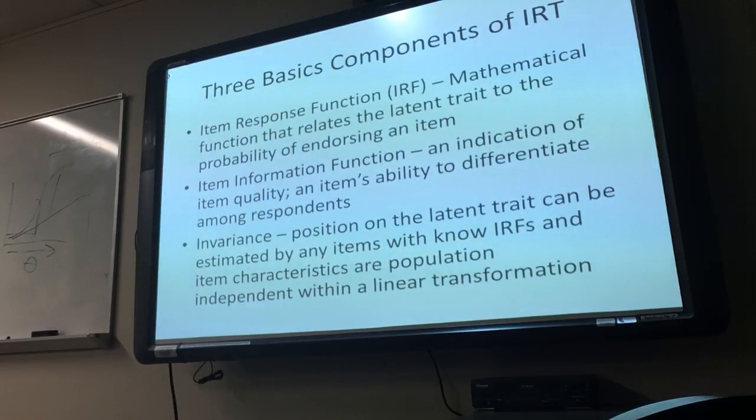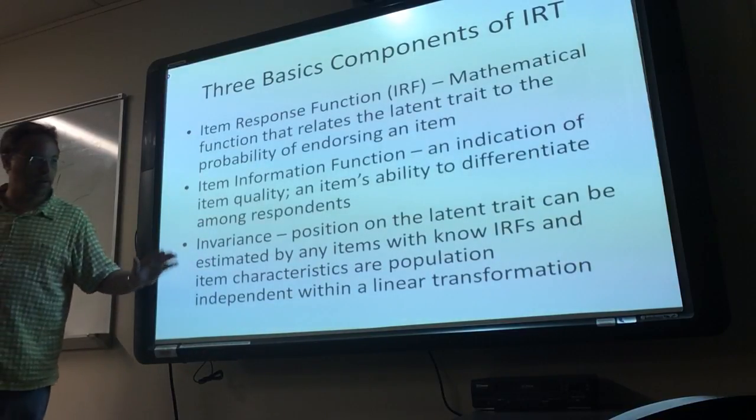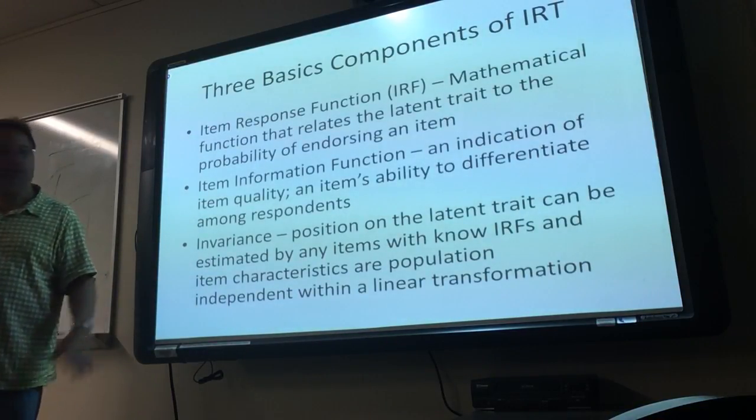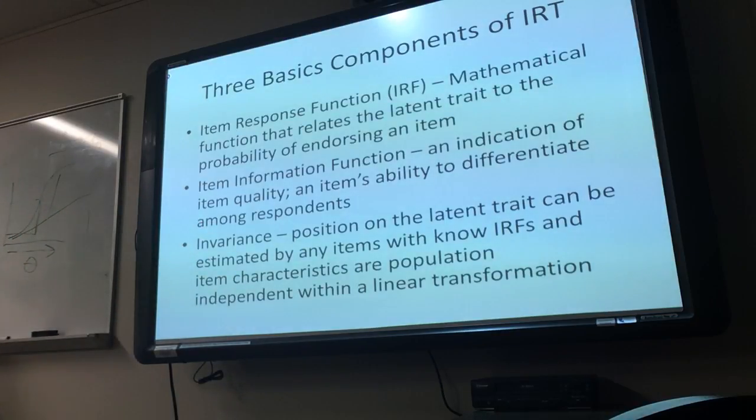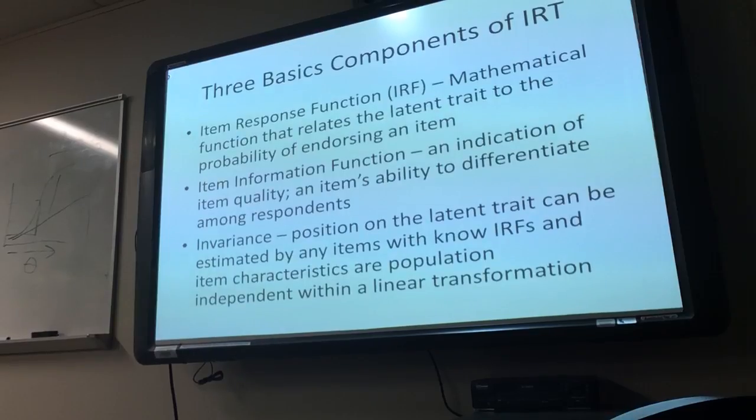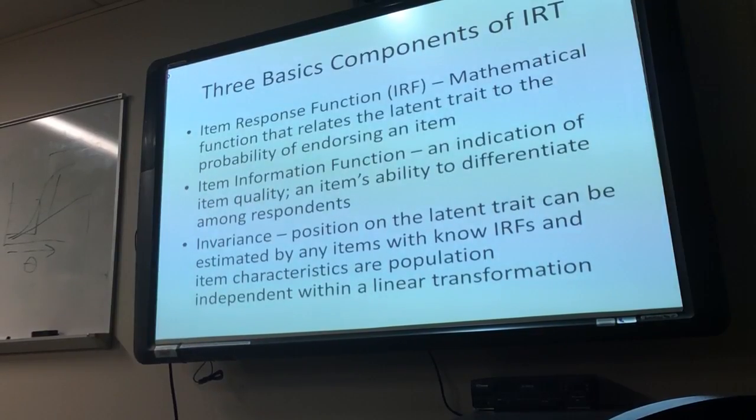This idea of invariance, position on the latent trait that can be estimated by any item. You know, we know the item information function with respect to the characteristics of the population. So in other words, by the time you've done the calculations, the response information isn't being influenced by other responses; each one of those items is being looked at independently.